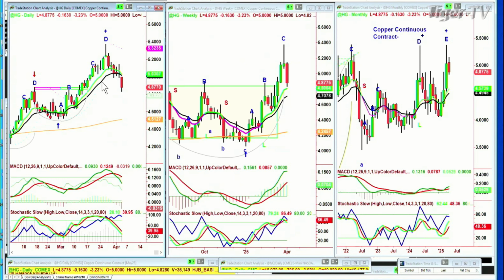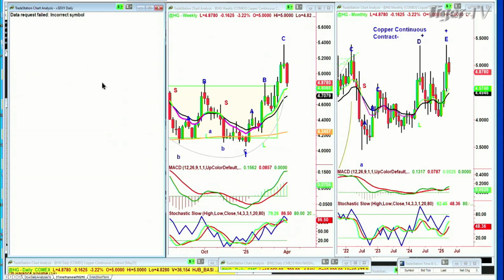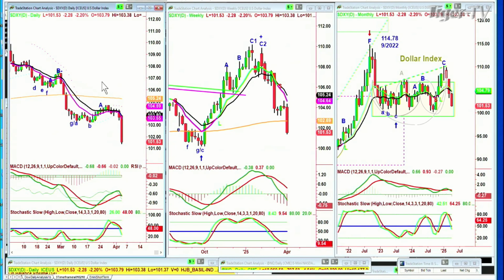Oh, I shouldn't say plunging, but it's down quite sharply after peak D in the Chapman wave methodology in the daily chart. Hey, I want to go to the dollar, DXY. Look at this. The dollar, this is amazing. The dollar, that is a plunge. Look at that. We've done it before in the weekly chart.